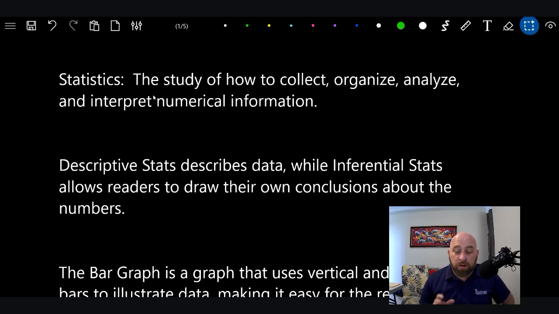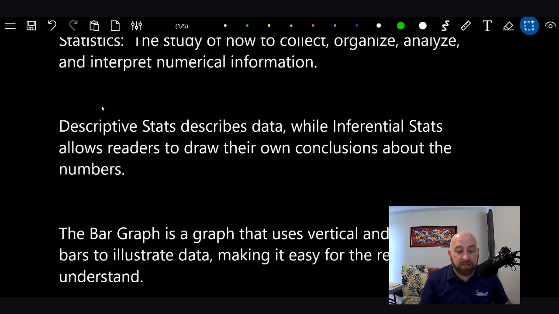Two kinds of statistics that we'll be talking about. For the most part in this book, we'll be talking about the first one. It's called descriptive statistics. Okay, this one right here. Descriptive statistics are statistics that describe the data. It tells information about it. Okay, it gives you information, and it's just describing the information that you're looking at.